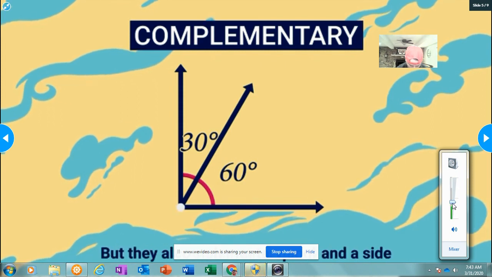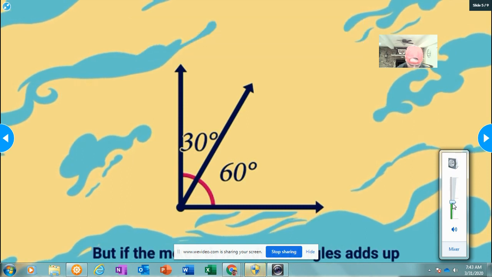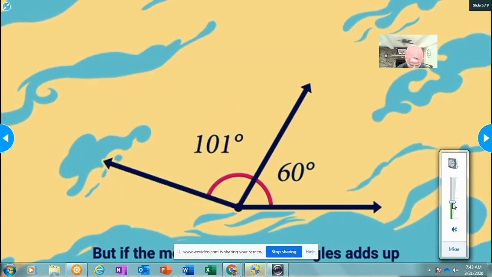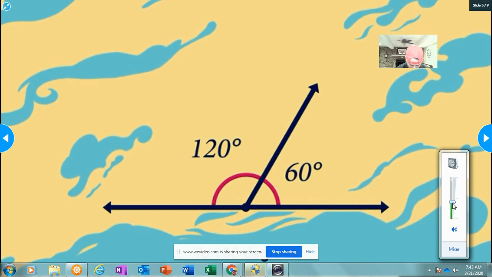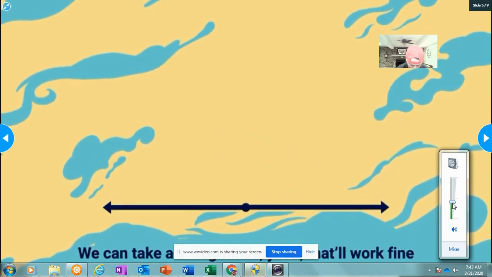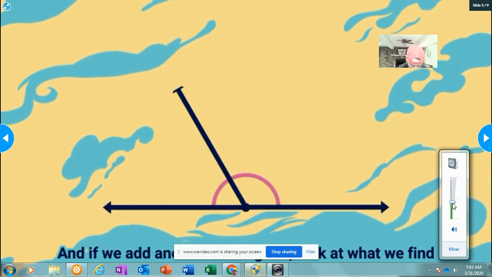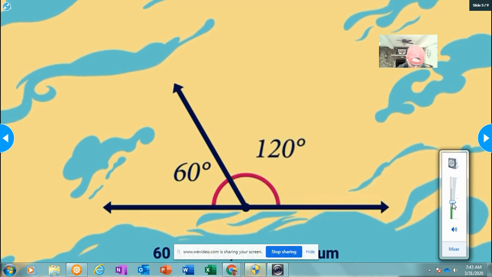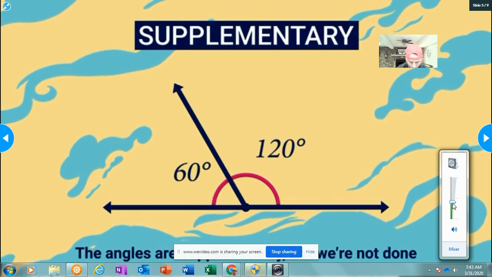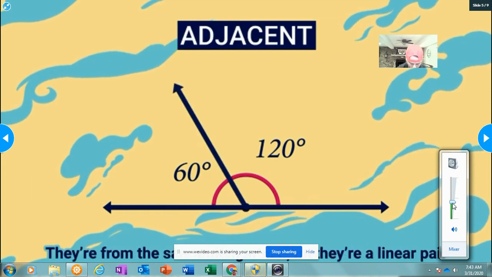But if the measure of the 2 angles adds up to 180 degrees, then the angles are supplementary. We can take a straight line, yeah, that'll work fine. And if we add another coming out, look at what we find. 60 and 120, 180 is the sum. The angles are supplementary, but we're not done. No, the angles are adjacent. They're from the same straight line, so they're a linear pair. What are angles that add up to 90 degrees?